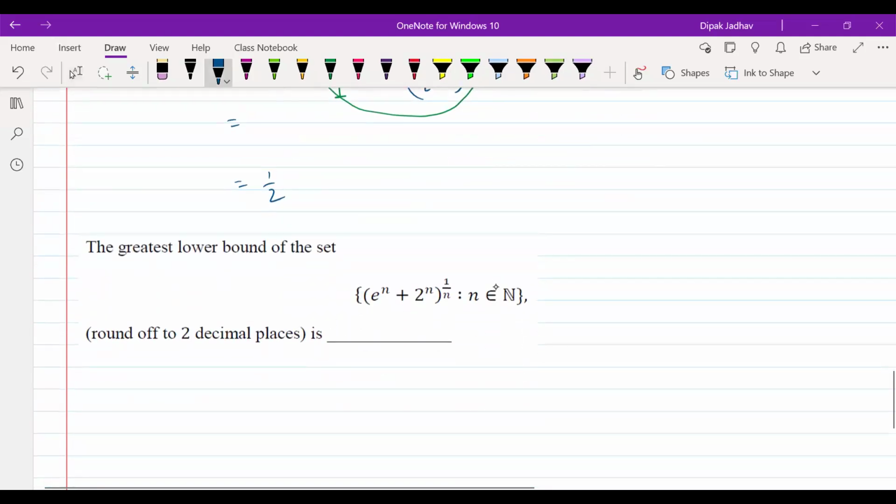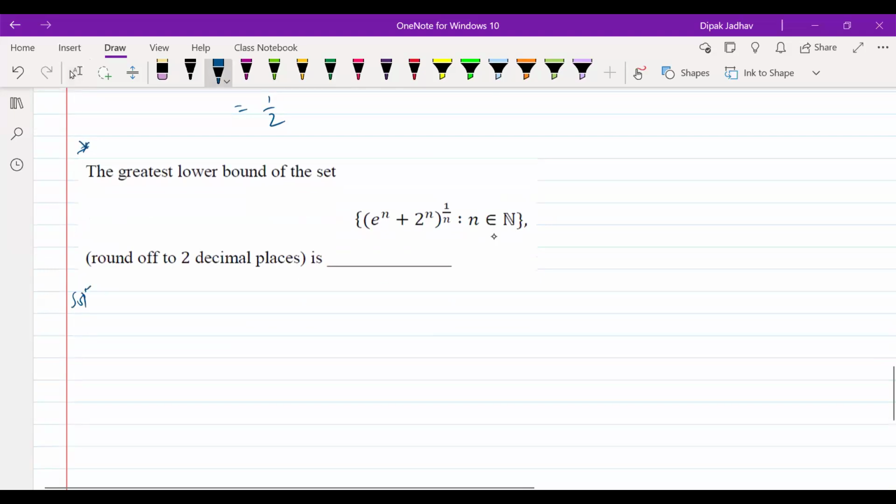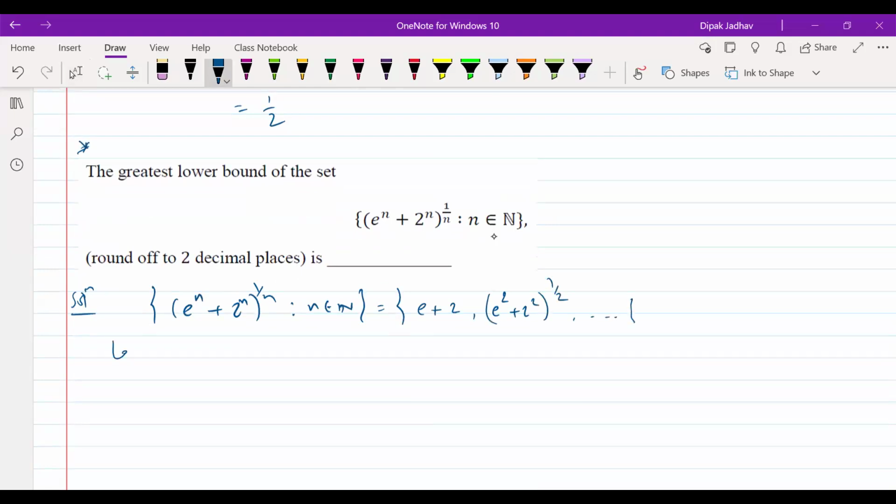Observe this question. Though it does not look like directly computing the limit of a sequence, we want to compute the greatest lower bound. If you observe the set, e raised to n plus 2 raised to n, whole raised to 1 by n, where n belongs to N, the first term is e plus 2, the second term is e square plus 2 square, raised to 1/2, and so on. Let us denote this term by xn. So we have xn equal to e raised to n plus 2 raised to n, whole raised to 1 by n.